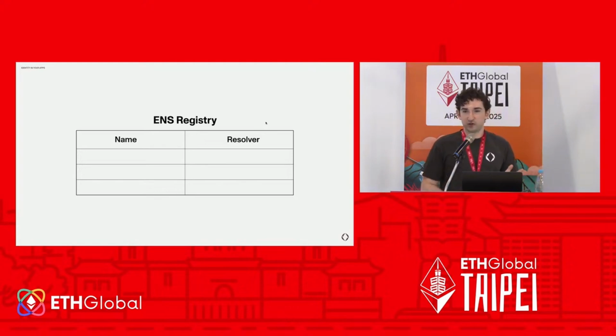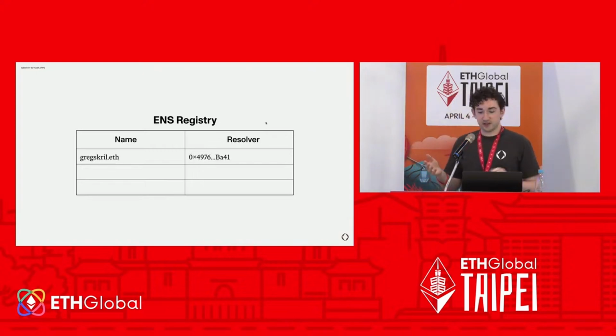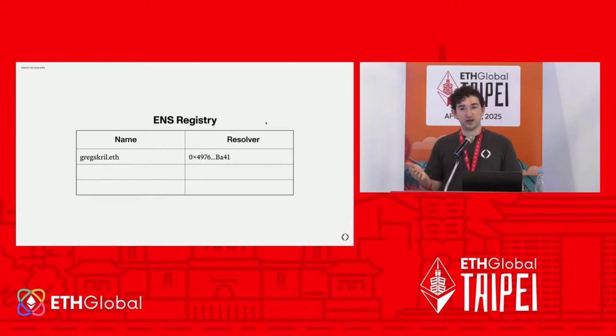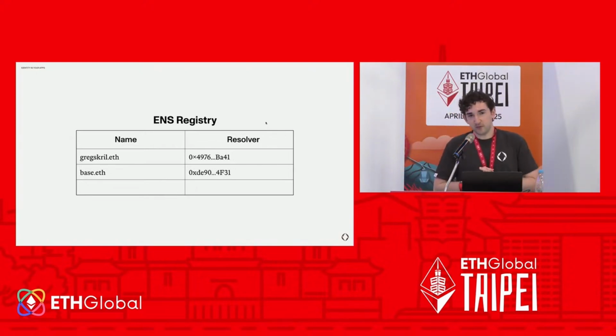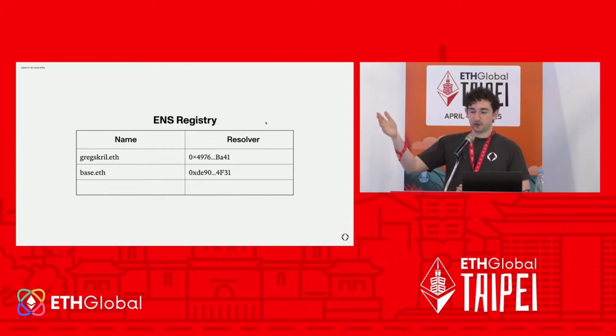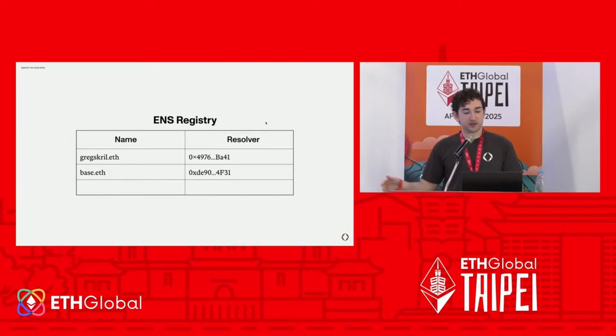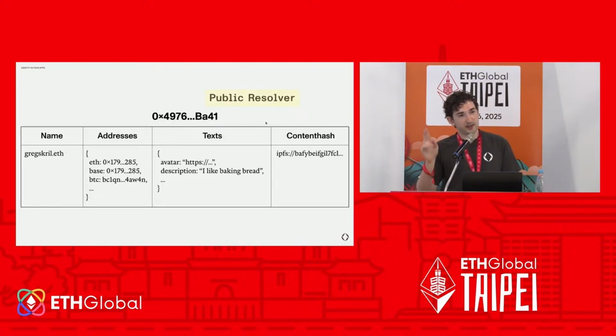There is a core registry on mainnet Ethereum today that stores a name alongside a resolver. This resolver is a smart contract that stores all the data associated with a name. Multiple names can use the same resolver, or you can build your own resolver for a very specific use case. So here are just two examples. gregskril.eth, that's my name. I use the resolver 0x4976, and base.eth uses their own custom resolver. We're going to take a look at both of these because they do some interesting things.